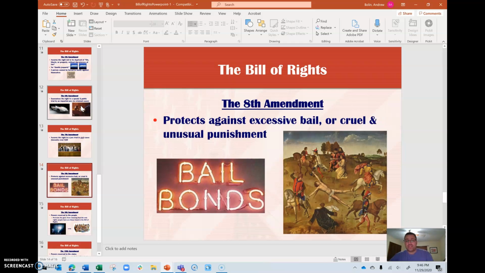The Eighth Amendment protects against excessive bail or cruel and unusual punishment. This basically means that the judge cannot set a bail of $2 million for something that you've stolen a total worth of $300. Of course, there are exceptions to that, but it just protects you from that excessive bail. And then cruel and unusual punishment. This basically protects you from, if you have a client that you're defending who's on trial for robbery, the judge cannot order a doctor to cut off their hand as their punishment for robbery. That's cruel and unusual.